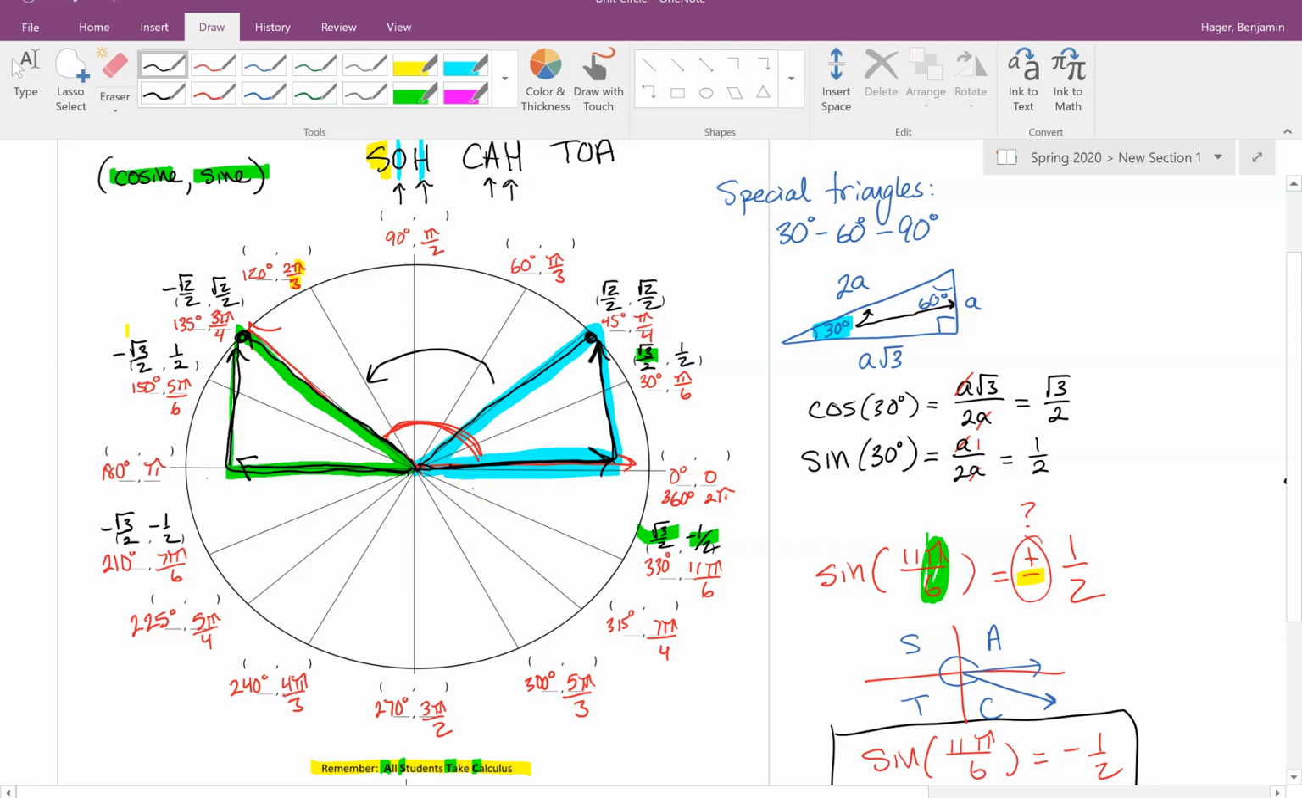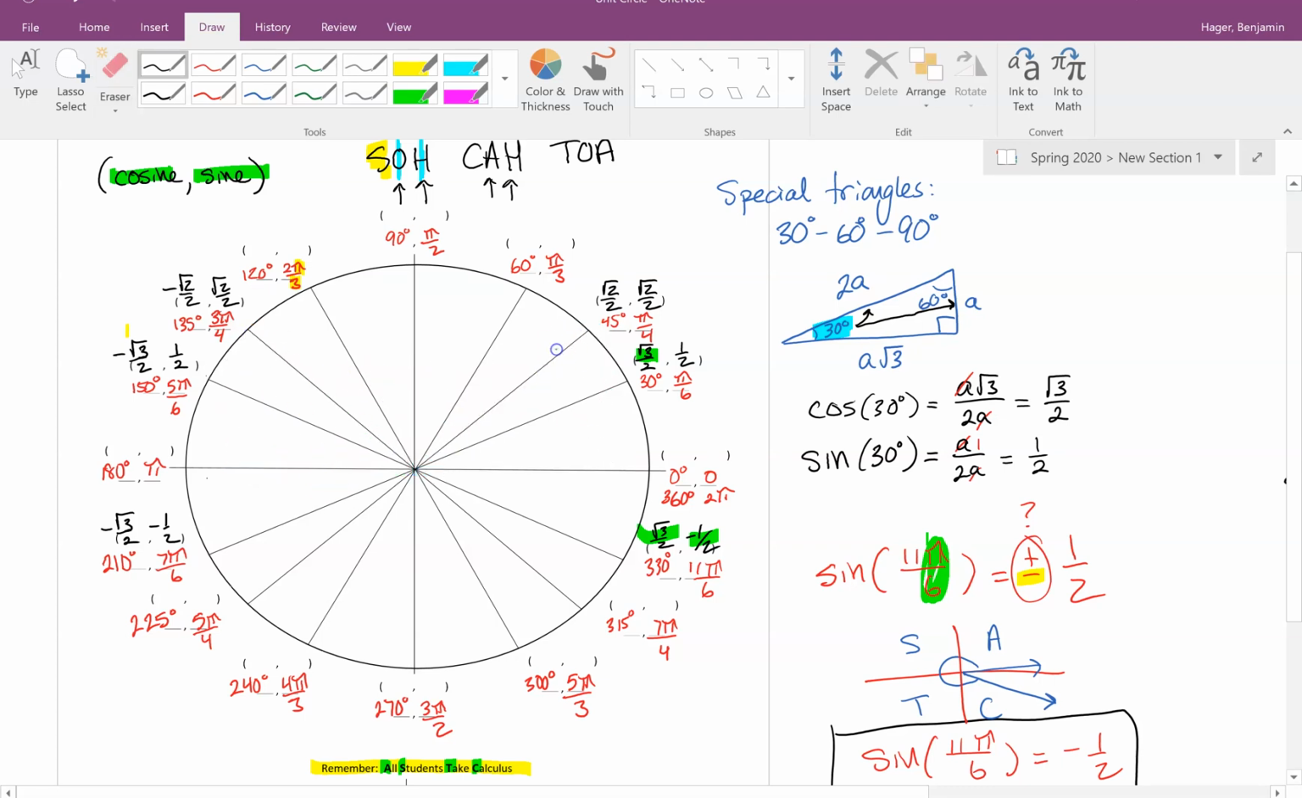And so, in other words, I'm going to have the same cosine and sine values for every single angle whose reference angle is 45, or pi over 4. The only thing that's going to change is whether it's a plus or minus, depending on the quadrant. So let's get them even faster now. Now that we know all students take calculus, let's get this guy.